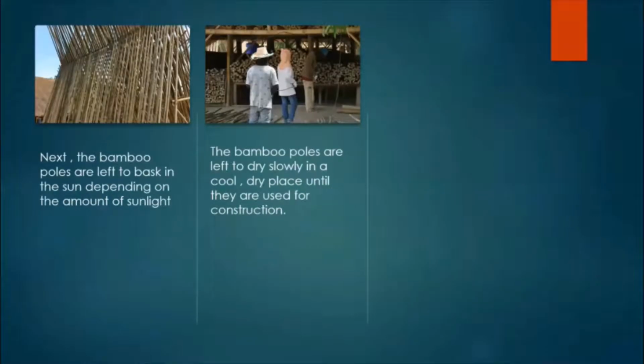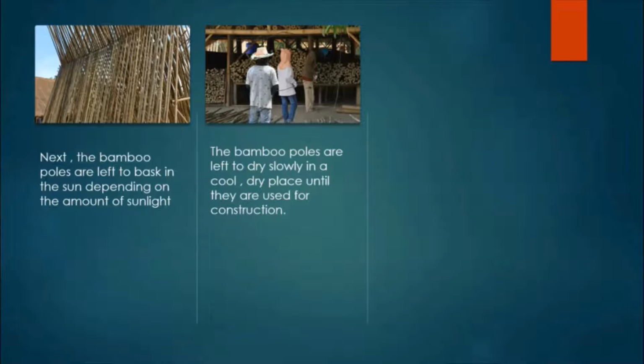Next step is that the bamboo poles are left to bask in the sun for 1 week, depending upon the amount of sunlight. Then the bamboo poles are rotated daily to avoid cracking. The sun bleaches the bamboo to a natural golden color.